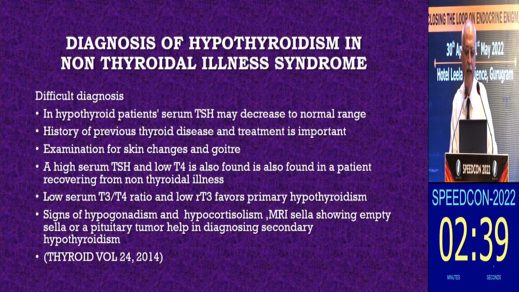So what do you do? How do you make a diagnosis of hypothyroidism in non-thyroidal illness syndrome? It's a very difficult diagnosis. In hypothyroid patients, serum TSH may decrease to the normal range. History of previous thyroid disease and treatment is important.